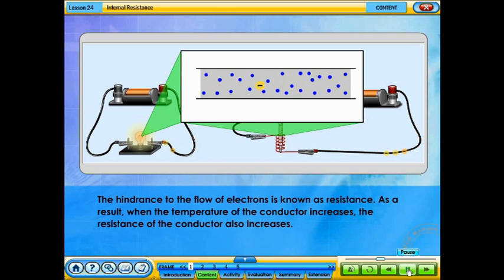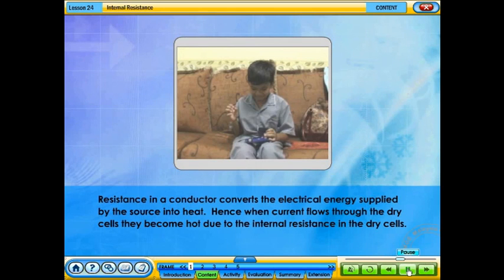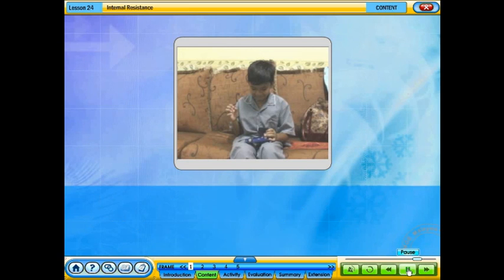This hindrance to the flow of electrons is known as resistance. As a result, when the temperature of the conductor increases, the resistance of the conductor also increases. Resistance in a conductor converts the electrical energy supplied by the source into heat. Hence, when current flows through the dry cells, they become hot due to the internal resistance in the dry cells.